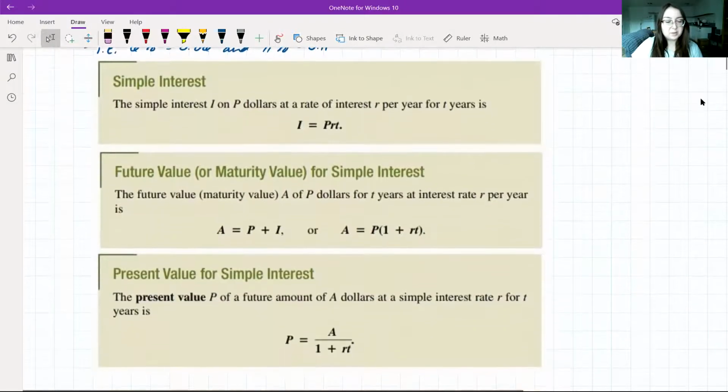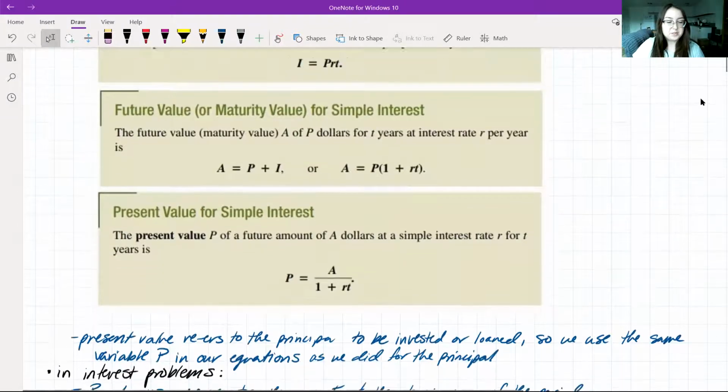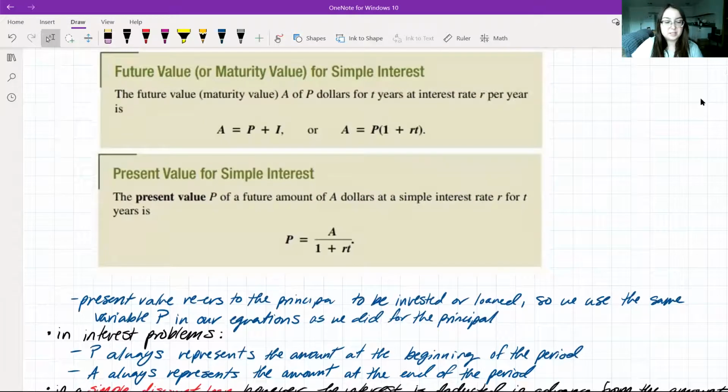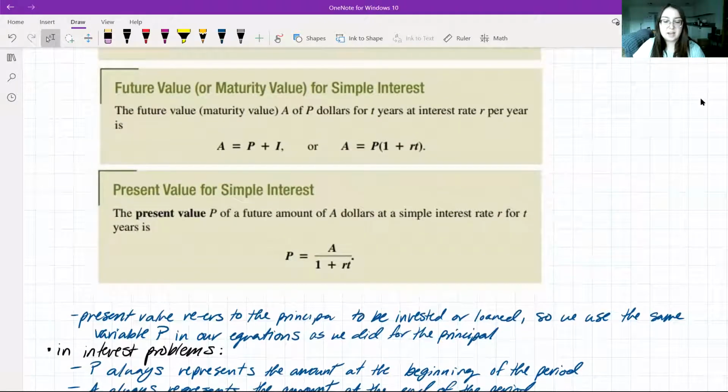All right, so our simple interest formula here, we have the simple interest I on P dollars, so principal dollars, at a rate of interest R per year for T years is, and then we have I is equal to P times R times T. Then we have our future value or maturity value for simple interest. So we say that the future value A of P dollars for T years at interest rate R per year is going to be A is equal to P plus I, so that simple interest that we found plus the principal, or we could say A is equal to P times (1 plus R times T).